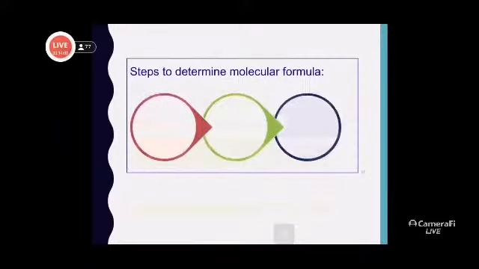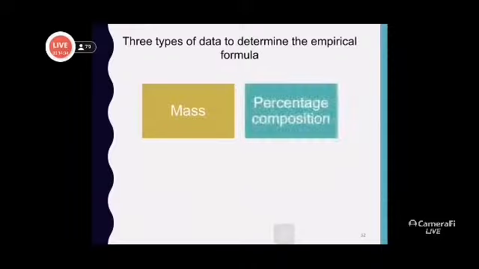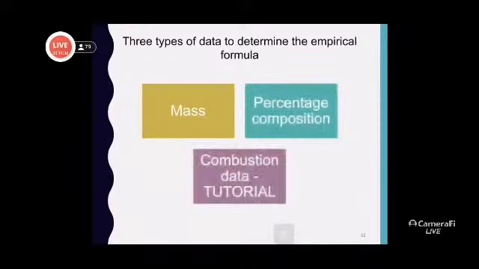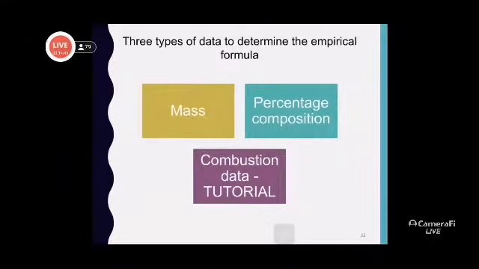These are the steps to determine molecular formula. To find molecular formula, first you need to find empirical formula. Next, after you found the empirical formula, you can find the value of N. And finally, only then we can find the molecular formula. There are 3 types of data that we need in order to determine empirical formula. We need mass of each element, or the percentage composition of each element, or combustion data. So, antara tiga ni memang you all perlu tahu dah.